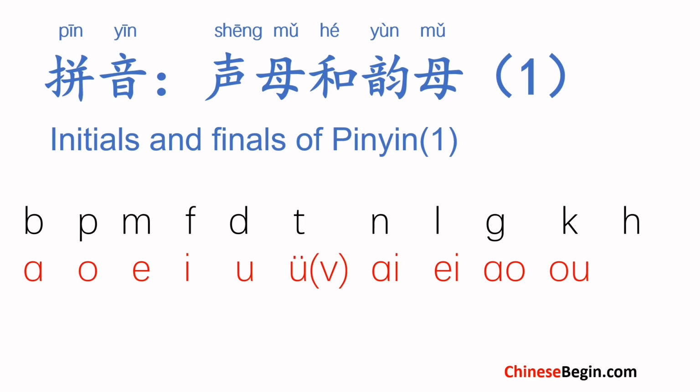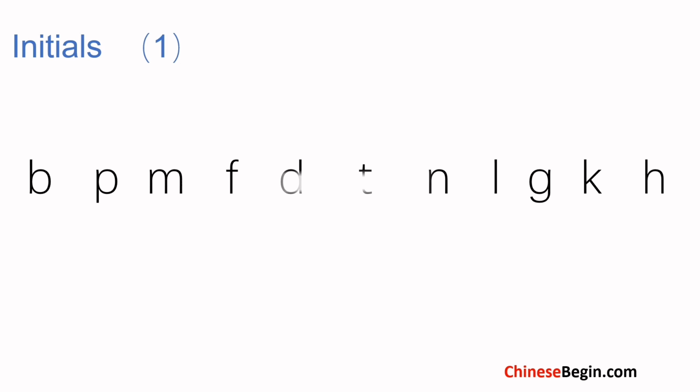In this lesson, we are going to learn the second part of Pinyin, initials and finals. There are 23 initials and 24 finals of Chinese Pinyin. We divide them into two parts, and in this lesson, we are going to learn the first part of initials and finals. First, let's look at these 11 initials. They are b, p, m, f, d, t, n, l, g, k, h.